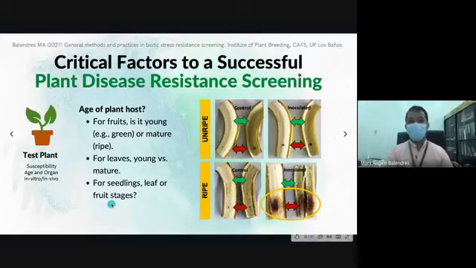It's true with leaves as well. You need to know whether it's young leaves or older leaves. Some trials would use the second fully expanded leaf, and others would use the most mature leaf. And also, you need to know whether you're going to use a 1 month old seedling or a 3 month old seedling. So you need to consider this information, and you can only know this if you read papers related to the particular biology of your pathogen or your disease.